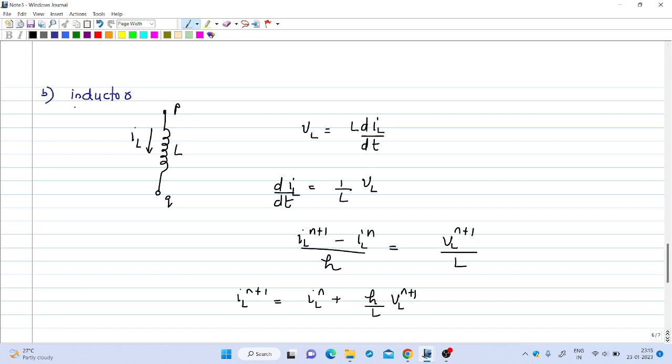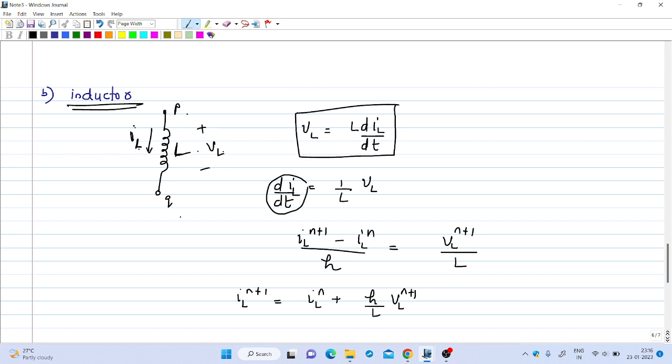Now we can consider a circuit involving inductances. So before that, let us consider a general case. An inductor connected between node P and node Q. The value of the inductance is L. Current flowing through the inductance is IL. So the voltage across the inductance is VL. VL will be related to IL using this famous equation. VL is equal to L into dIL by dt. So dIL by dt is 1 by L VL.